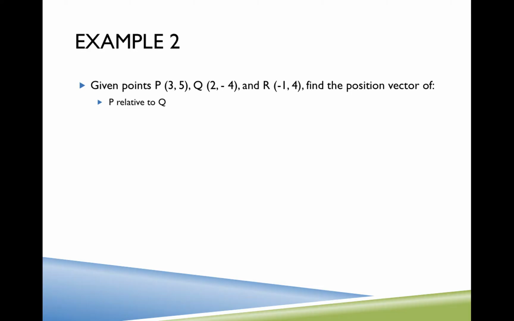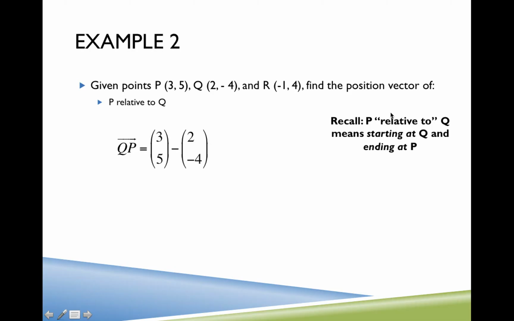If I say find the position vector of P relative to Q, again, I'm starting at Q and ending at P. I'm terminating at P. That's what I'm wanting the vector of with respect to Q. So vector QP, again, when I'm finding that distance, I'm finding that difference in my x-coordinates, difference in my y-coordinates, I want to start at that point that I'm ending with and subtract to find the difference. So I'm starting at vector P, 3, 5, and subtracting vector Q, 2, negative 4. So 3 minus 2 is 1, and 5 minus negative 4 is 5 plus 4 is 9.